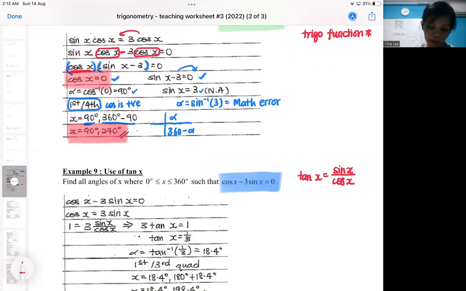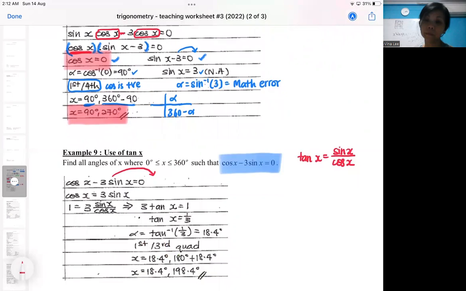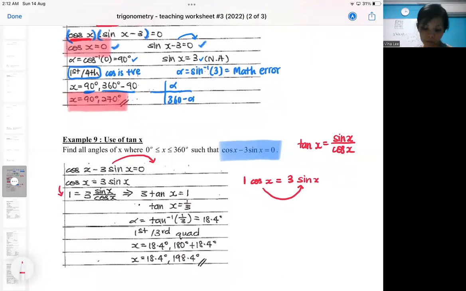So how am I going to manipulate this formula out? I shuffle the 3 sine x over, and I divide cosine x on both sides. Or rather, you might want to look at it this way. I divide the function over. So when I divide the function over, I'm left with the coefficient. Why do I want to divide the function over? Because it actually creates the tangent x.